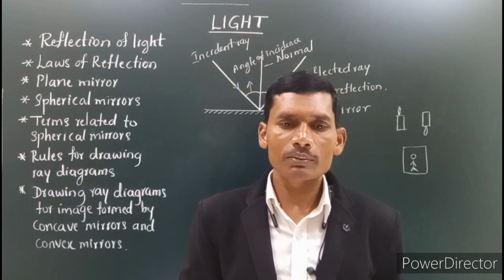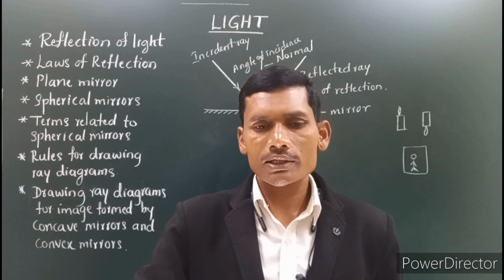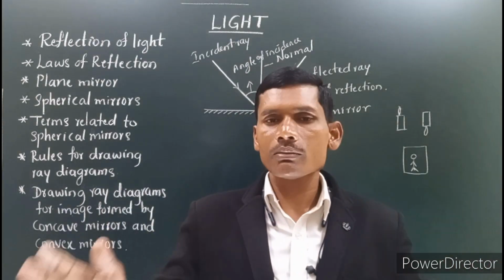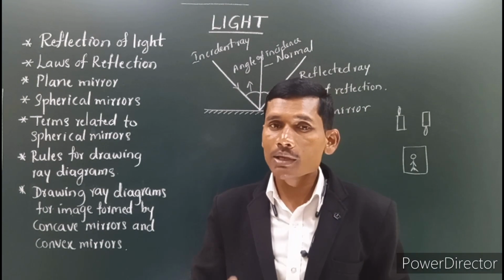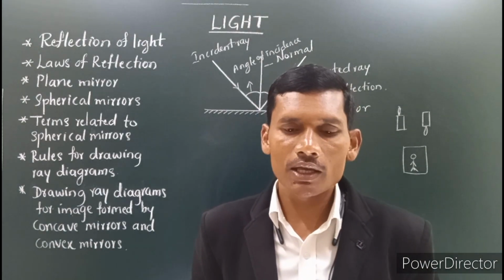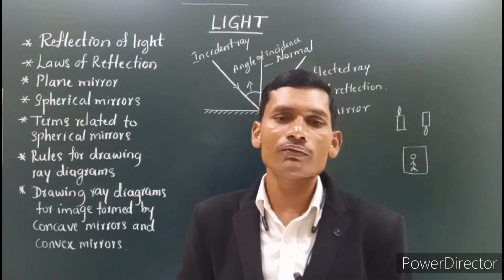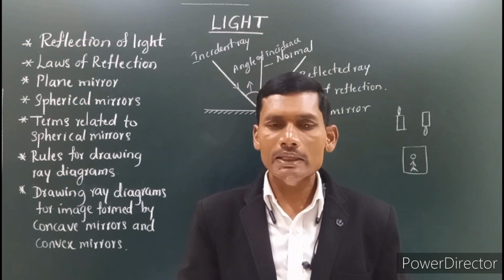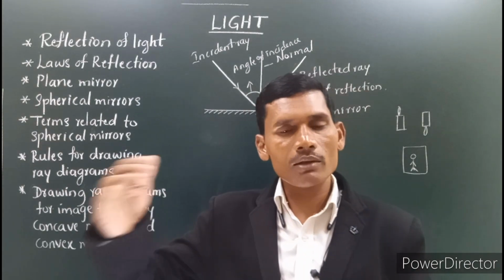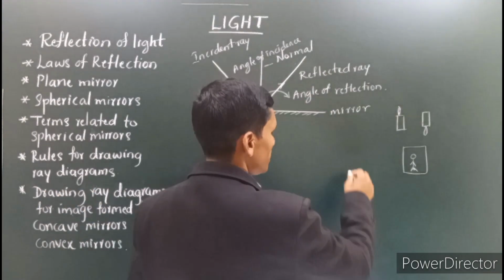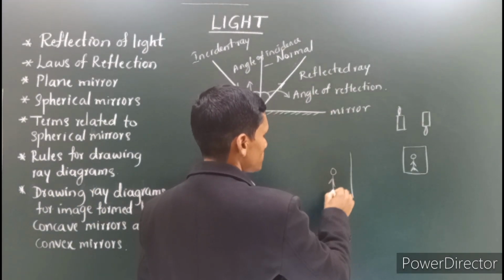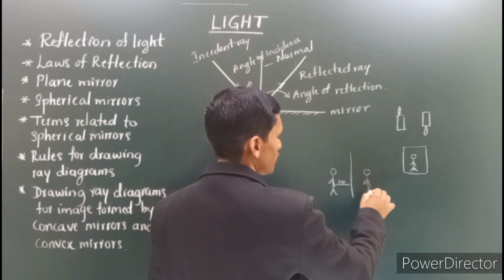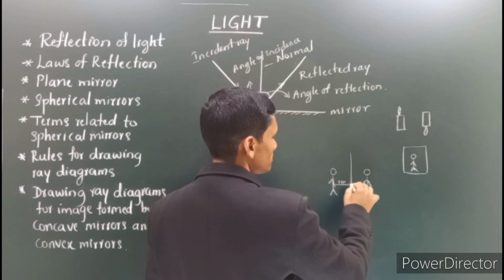Next, when you are standing in front of the plane mirror at a distance of 1 meter and move 2 steps backward, what happens to the image you see in the mirror? That image will also move back 2 steps, right? If you come 1 step forward, it will also come one step forward. Means the distance of the object in front of the mirror is the same as the distance of the image behind the mirror. For example, if this is the mirror and this is the object at 1 meter, then the image will also be 1 meter behind the mirror.